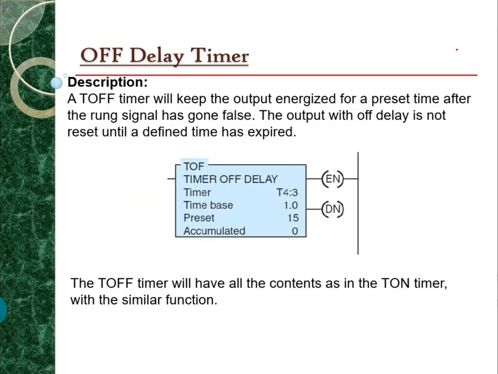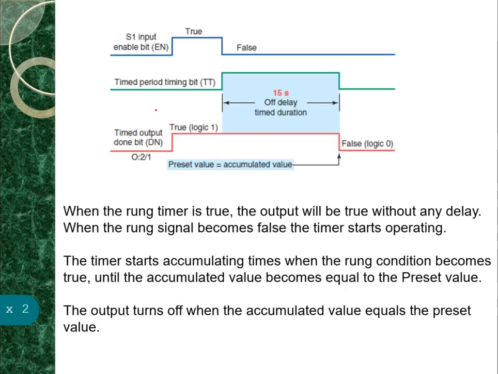Now we move to the second delay timer, which is the off delay timer. The off delay timer will keep the output energized for a preset time after the run signal has gone false. So the output with off delay is not reset until a defined time has expired. The function here is similar to the on delay timer, it's just that the timing diagram is different, because the operation of the off delay timer is different. In the on delay timer, when the trigger input is true, the timer starts counting. But it is different with the off delay timer.